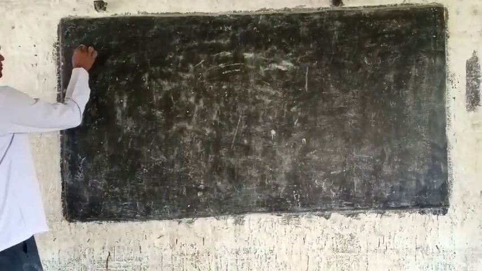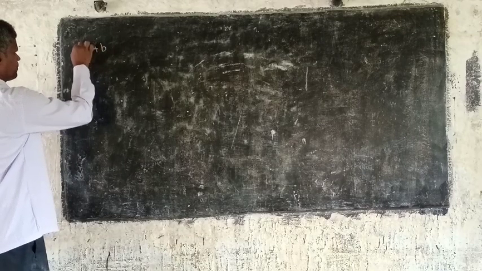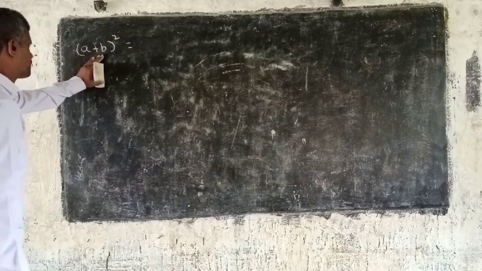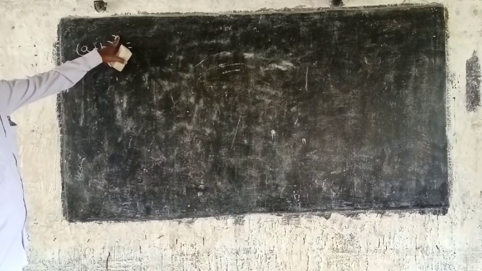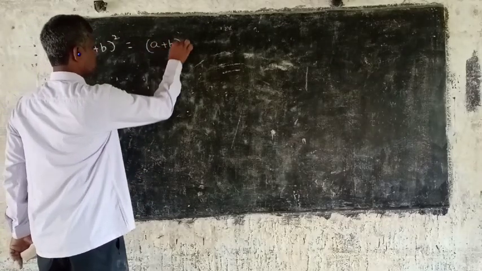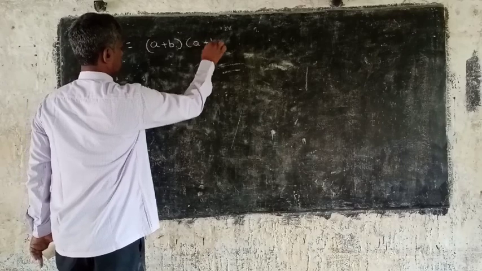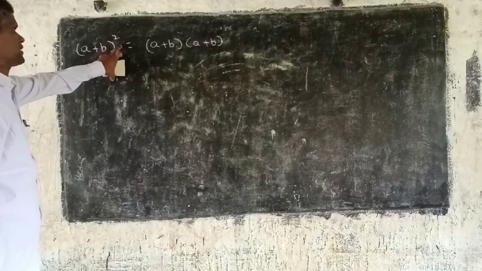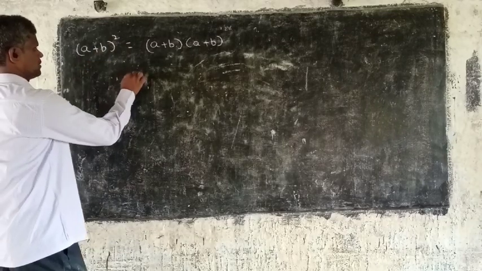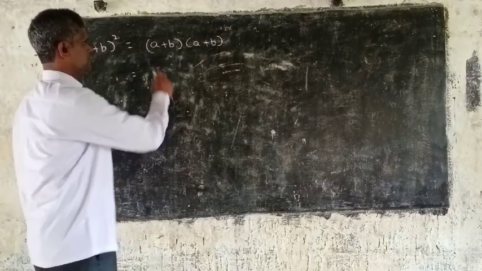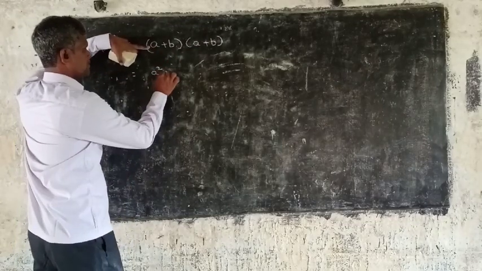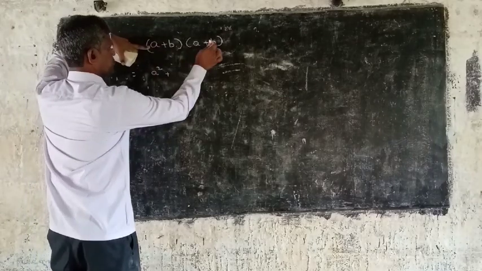Next one, (a plus b) whole square. Base equal to a plus b, 2 equal to exponent. That means (a plus b) into (a plus b). 2 times exponent 2 got మనకి base లో 2 ను మల్టిప్లై చేయాలి. a plus b into a plus b. First multiply a into a, a square, plus a into b, ab.